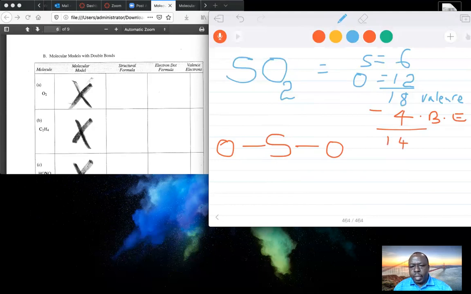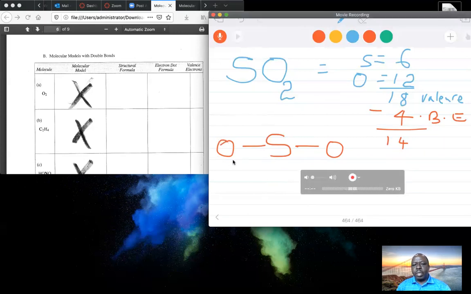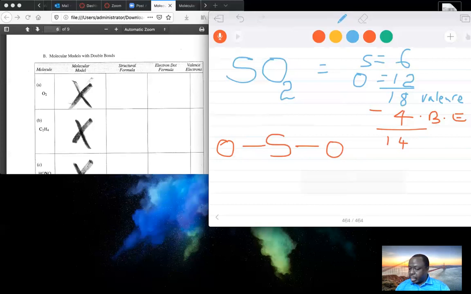What I need to do is distribute the remaining electrons on the external atoms such that the octet rule is satisfied. Right now, each oxygen has 2. Yet to satisfy the octet rule, it needs 6 more. So I'm just gonna put 6 electrons on each oxygen. So I'll end up using 12.